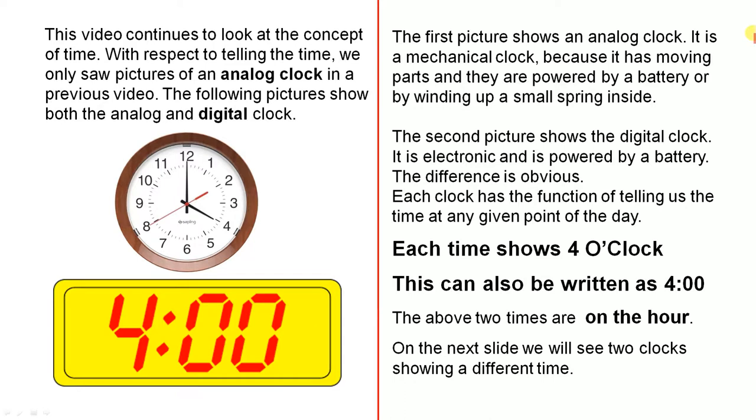This can be written this way, or this can also be written this way. And you normally see it written this way in the digital clock. The above two times are on the hour. On the next slide we will see two clocks showing a different time.